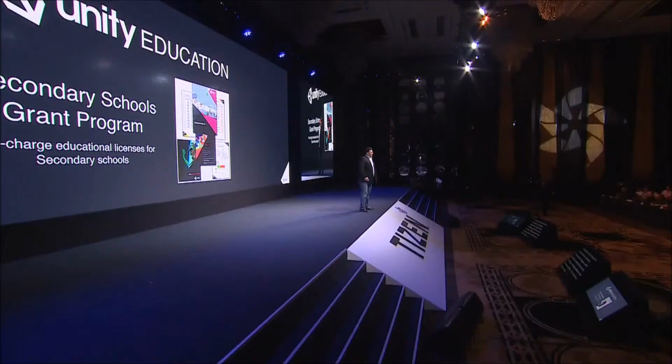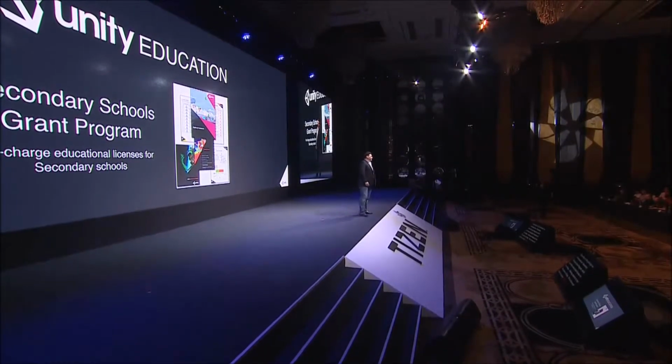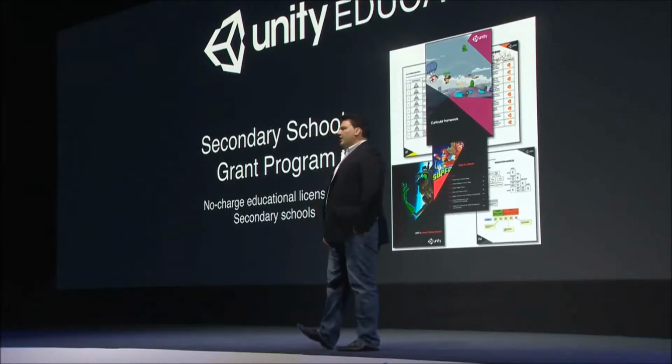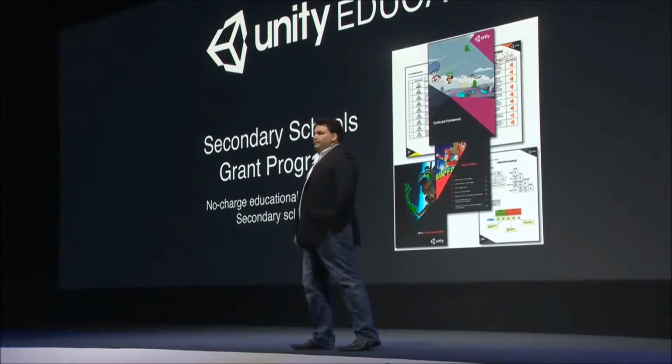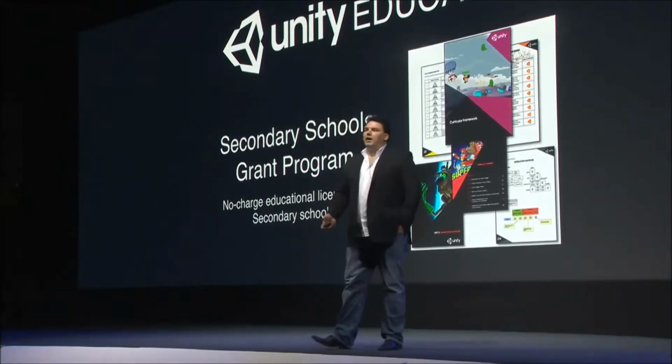Why did we do this? It's simple. We want to open up our powerful development arsenal to the small indies, to the hobbyists, and to the studios that are just getting started. This is critical to the health of the industry. So everything in Unity 5, from the profiler to the physical-based shaders, are all available for free with no royalties. Expanding on this principle, we announced our secondary school grant program, which provides educational licenses for no charge, allowing students to feel the power of Unity. This is democratization in action.